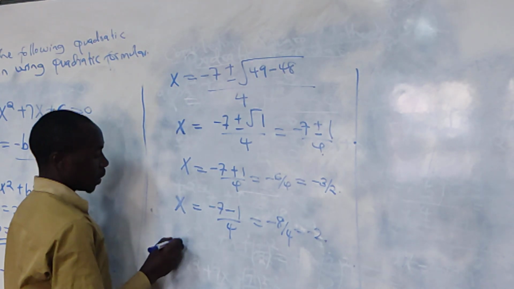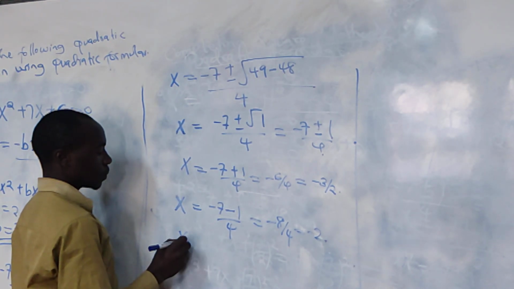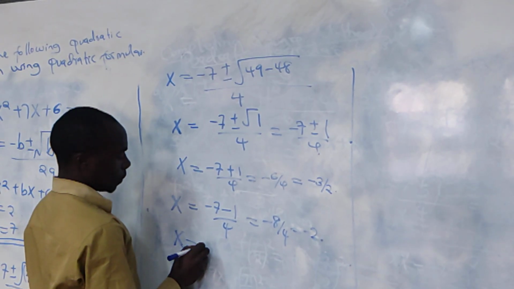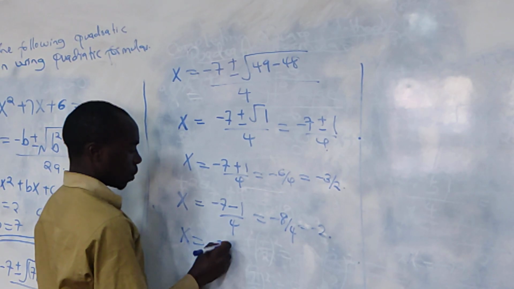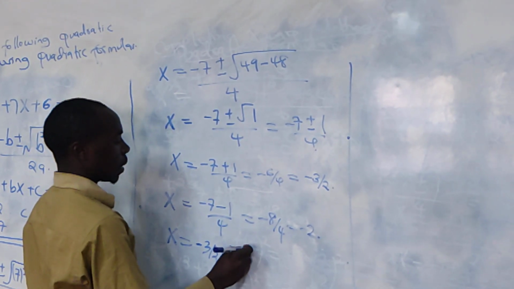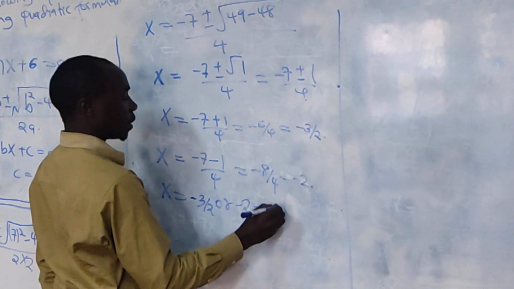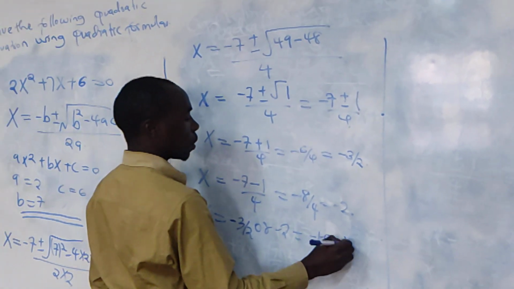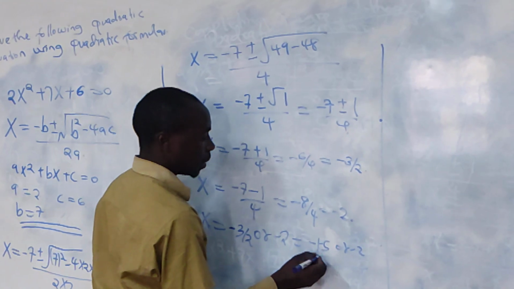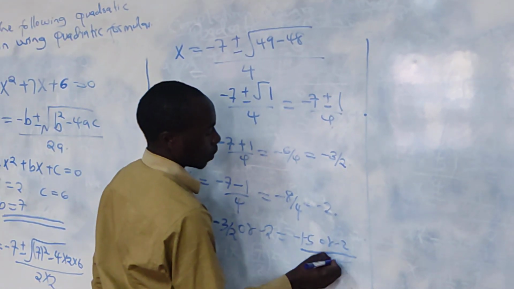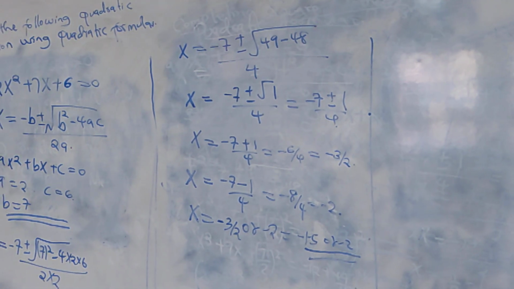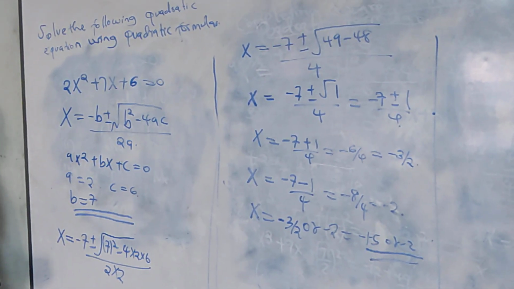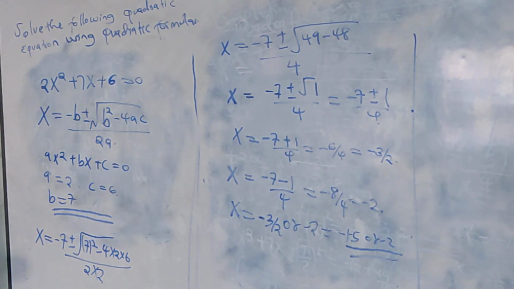So you get the value of x as negative 3 over 2 or negative 2. This can also be written as negative 1.5 or negative 2. That is how we use the quadratic formula to solve a quadratic equation.